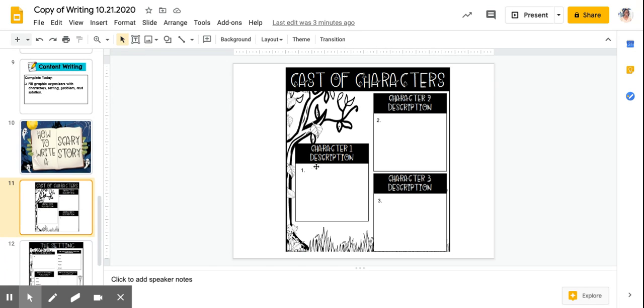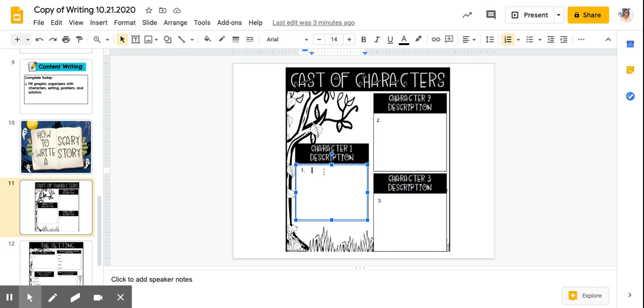So on your graphic organizers, you'll be able to type into your text box. And so for my first character, I'm going to have Jack as my first character. I'm going to describe Jack. So I'm going to describe him as clumsy. He's forgetful. He has blonde hair. And he wears glasses. So that is some description of Jack.